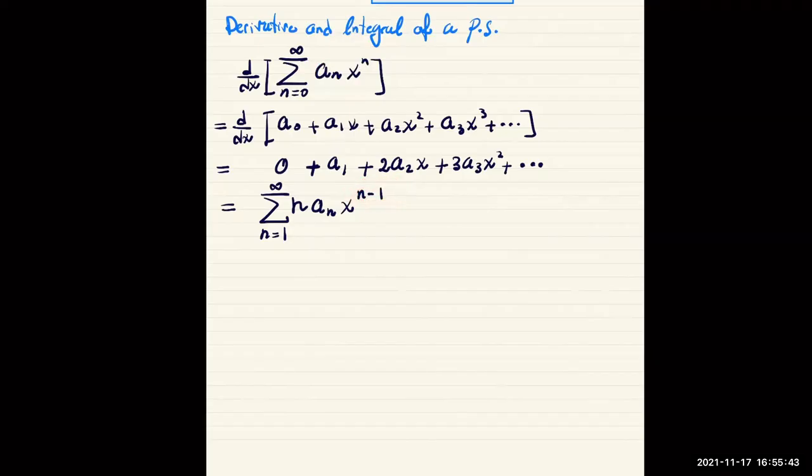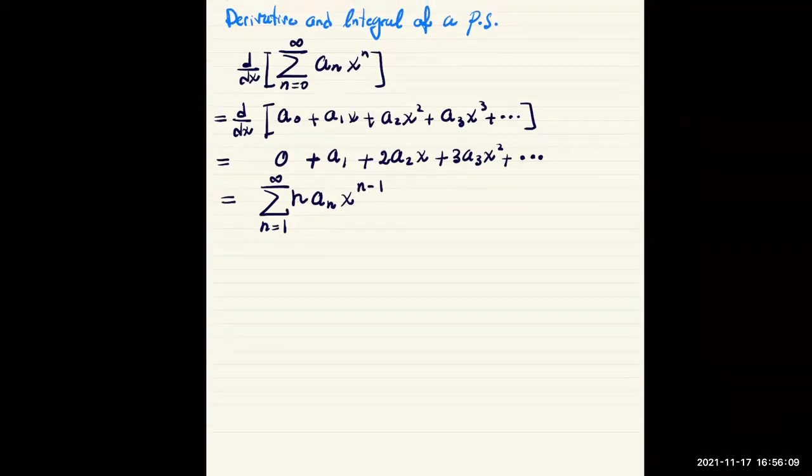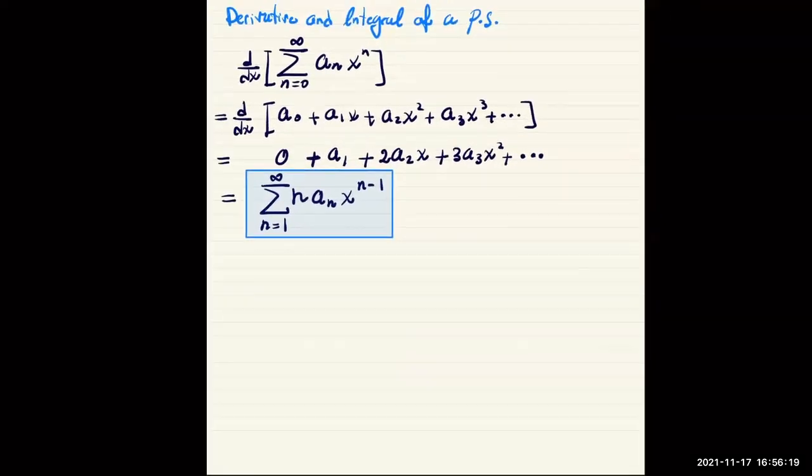But you have to be careful because n no longer begins with 0. It begins with 1. If you put 0 here by mistake, using this nth term, it's just not going to make sense, because beginning at 0, you get x to the negative 1, and that is not a power series. That can't be a term of a power series. Powers have to be positive. So that's the derivative. The integral, same way.